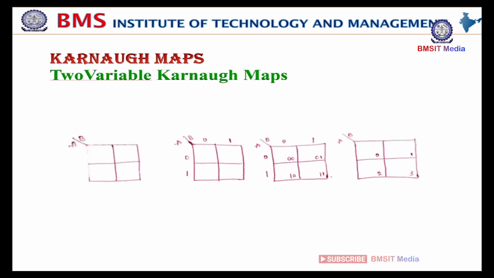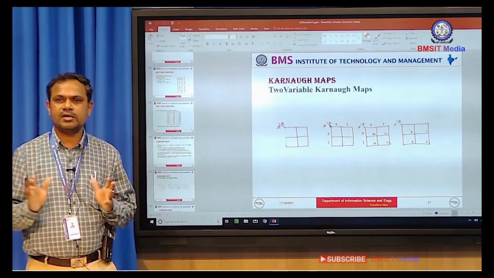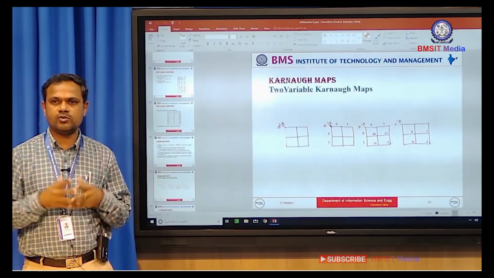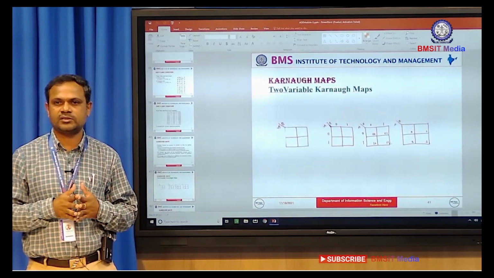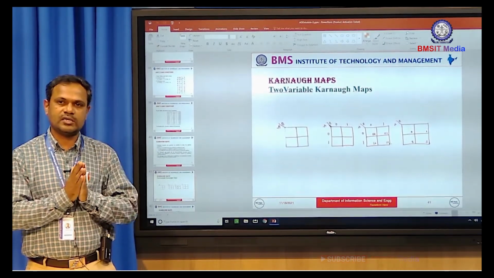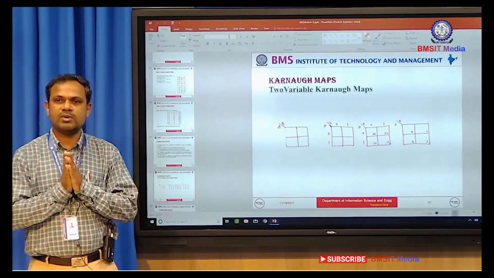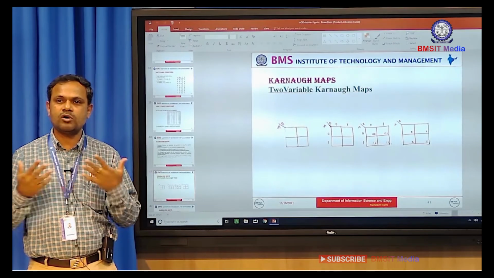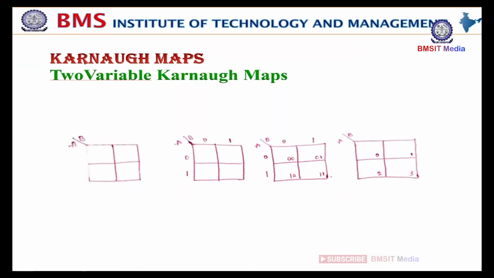Next, how to write the K-map? This is very important. The K-map is a kind of matrix, but don't call it a matrix, though it looks like a matrix. Then how are K-maps written? Before we understand how K-maps are written, what is the code which is used to write the K-map? Let me put it like this.